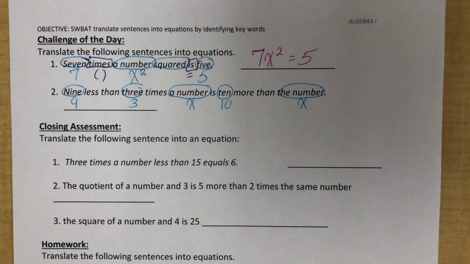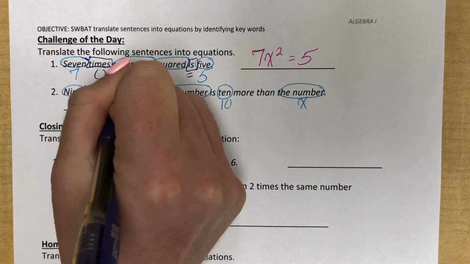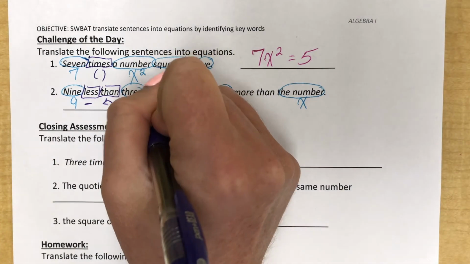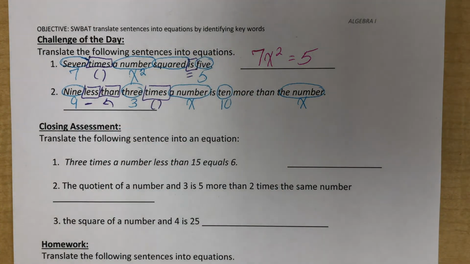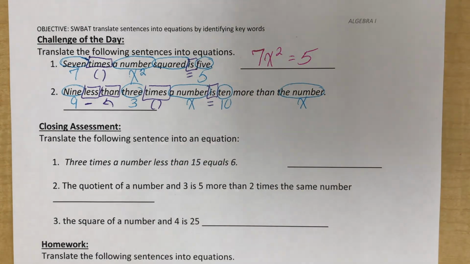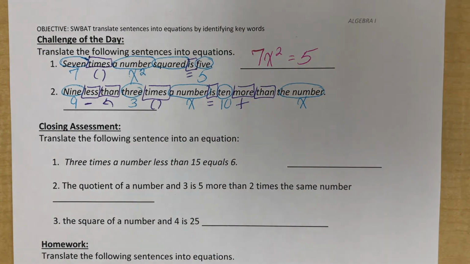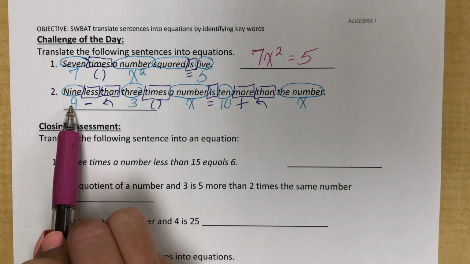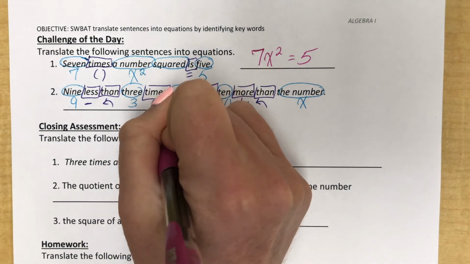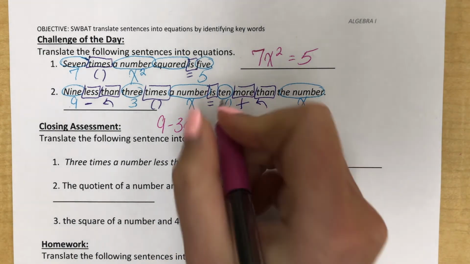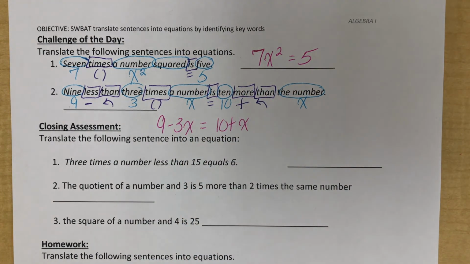Now let me go back and box my math action words. Less than. Less tells me to subtract, then tells me to switch the order. Times is a multiplication word. Is means equals. More than. More tells me to add. Again, then tells me to switch the order. So I'm going to rewrite this as 9 minus 3 times x. 9 minus 3 times x equals 10 plus x.